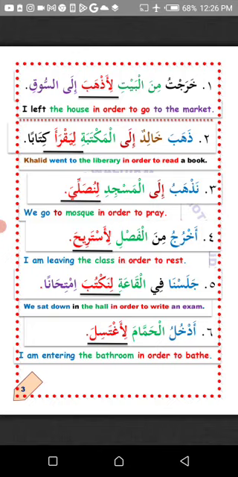Now we talk about the sixth one. ستة, number 6. أدخل الحمام لأغتسل. أدخل الحمام. I am entering the bathroom لأغتسل, so as to bathe. Somebody may ask in Arabic, لماذا تدخل الحمام? Why are you entering the bathroom? I can now respond saying, أدخل الحمام لأغتسل. I am entering the bathroom so as to bathe.